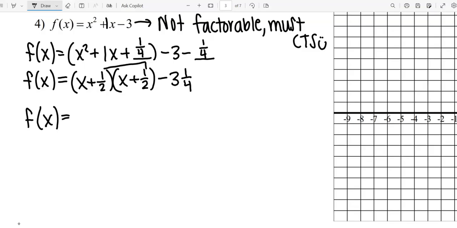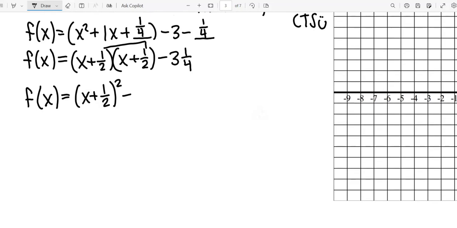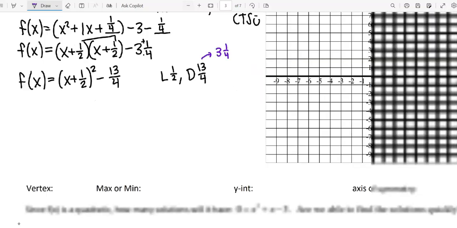So in vertex form, we've got f of x equals x plus 1/2 squared minus, what's the improper fraction for 3 and 1/4? What is it? Nope. Multiply, then add. 13 over 4. What are your transformations? Left 1/2, down 13 over 4. If I want to make sense of that, 13 over 4 is 3 and 1/4. So I'm going down 3 and 1/4.